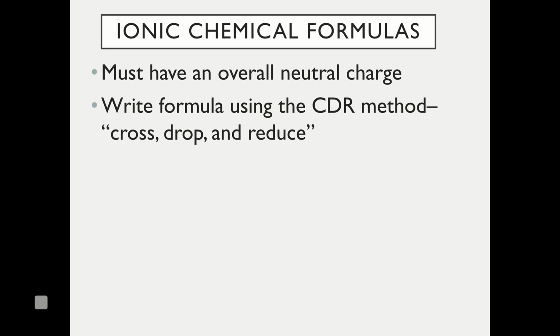Which is why you might have more cations than anions if the charges are not the same, and therefore you might need an additional positive charge to cancel out the negative charge. We are using what's called the CDR method, which stands for cross, drop, and reduce. I will show you that. I'll also use another method just to show clearly why the CDR method does work in the end pretty much every time if done correctly, and we'll go from there with it.